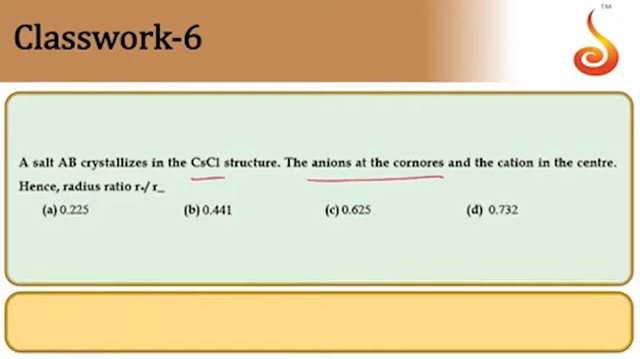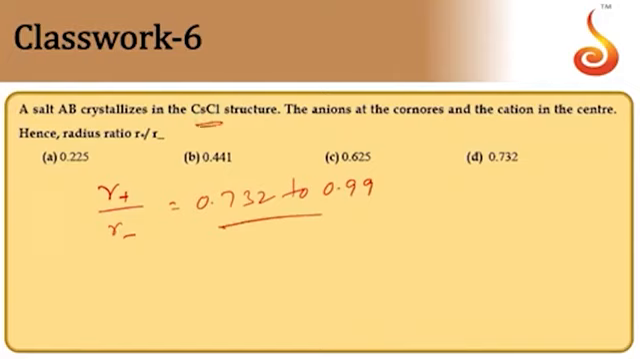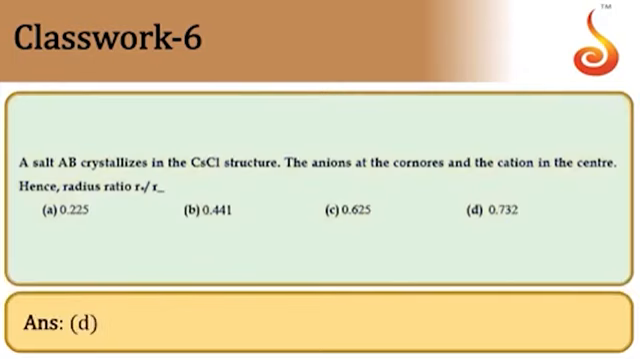Then the salt AB crystallizes in the CsCl structure: the anions at the corners, the cation in the center. Radius ratio. CsCl will be a body-centered cubic structure. And for a body-centered cubic structure, the radius ratio of cation to anion will range from 0.732 to 0.99. So AB stands for a body-centered cubic structure. So the answer is option D. So sixth one, option D.